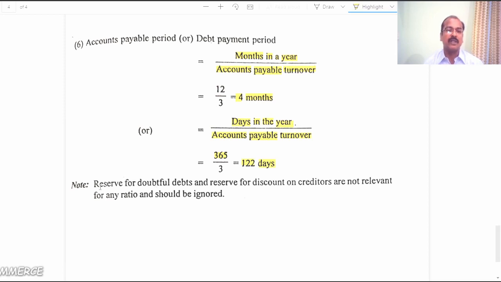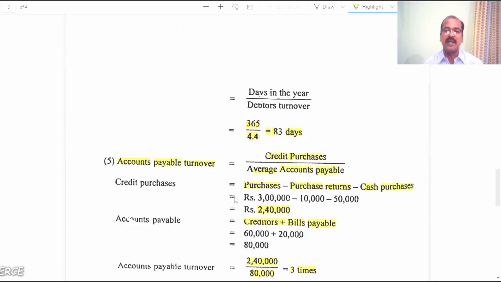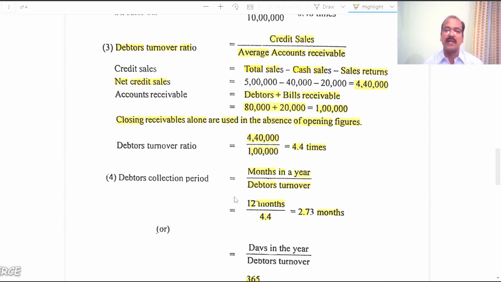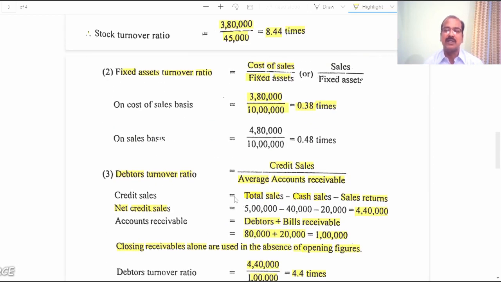What is the note? Reserve for doubtful debts and reserve for discount on creditors are not relevant for any activity ratio. Therefore, they should be ignored. This is what I explained before I started explaining the solution. I hope you have understood my explanation with regard to the calculation of turnover ratios or activity ratios.